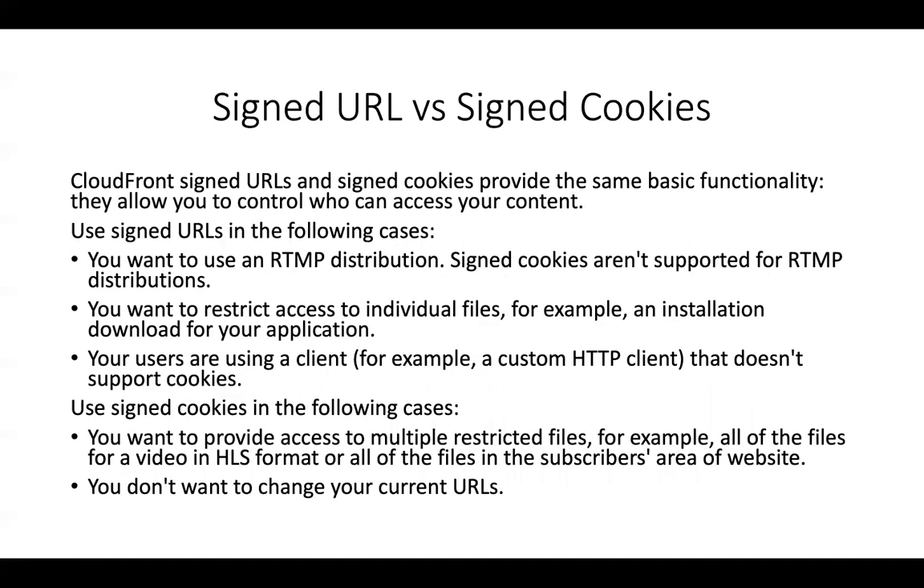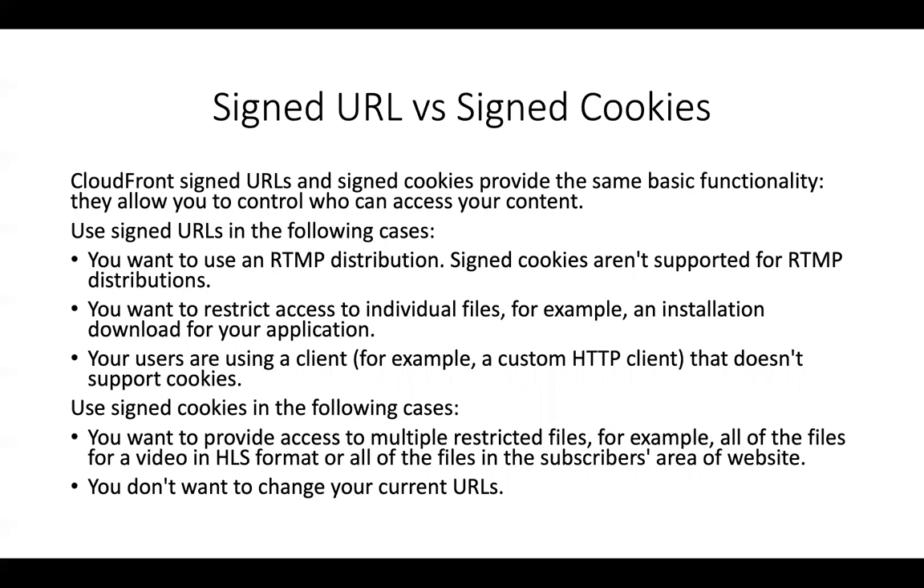You would use signed URLs in these particular scenarios. If you want to configure an RTMP distribution, which is probably going to go out of date within the next few months, as they're going to decommission the RTMP distribution, you would use a signed URL, because signed cookies are not supported with RTMP distributions. If you want to restrict access to individual files, for example an installation or a file download, you can use a signed URL, but only for individual files, not for a group of files. And if some users are using a client that does not support signed cookies, then you can use a signed URL, right?